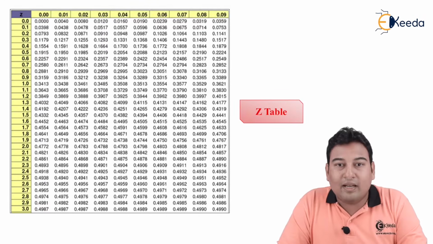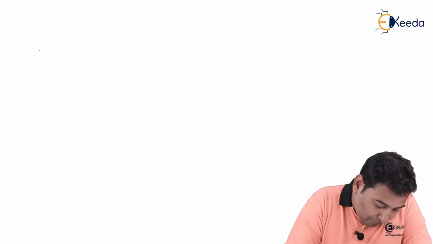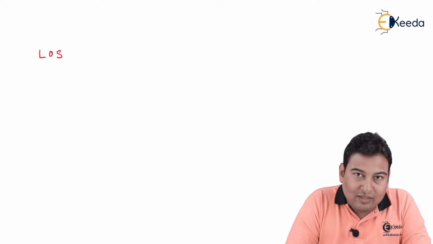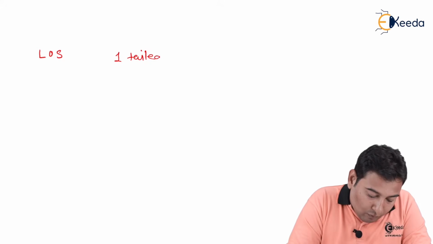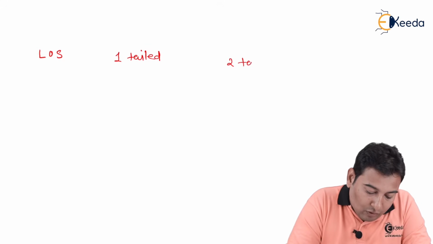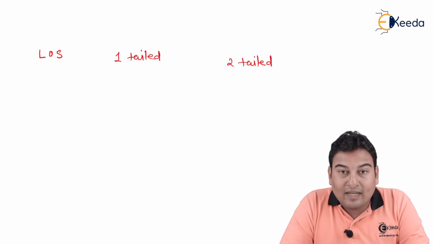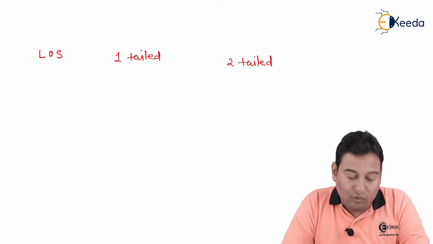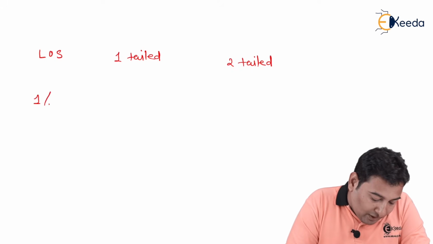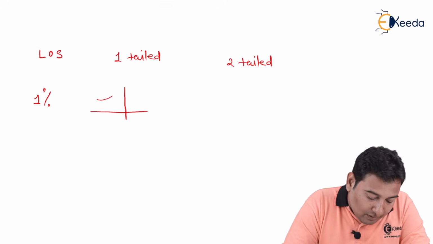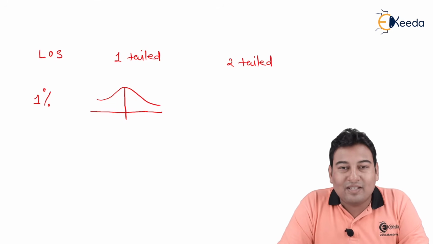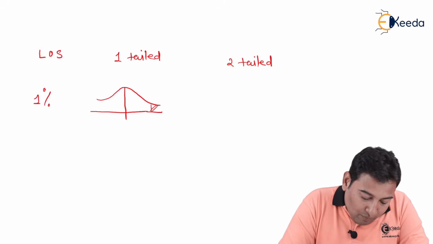So this is your Z table in front of you. We will be using this table to get the values for one-tail test and two-tail test. LOS stands for level of significance. One-tailed and two-tailed values will be different for different LOS. We are starting with 1%, one-tailed test. One-tailed means one side, so 1% will be removed from one side.